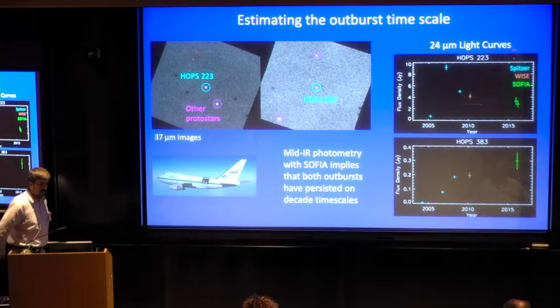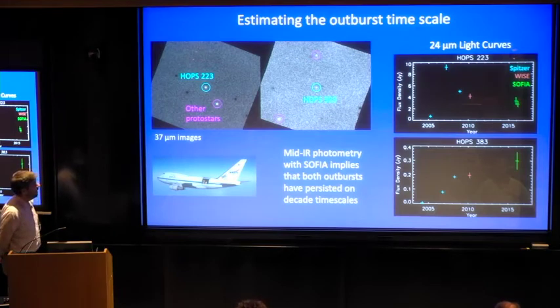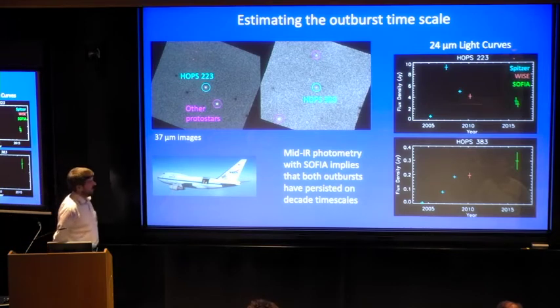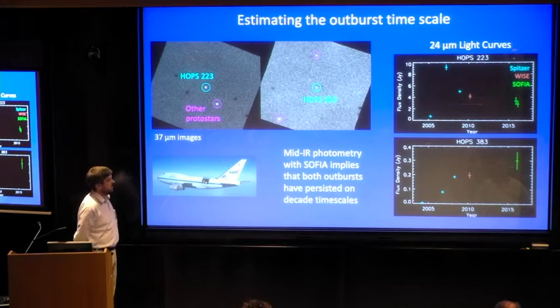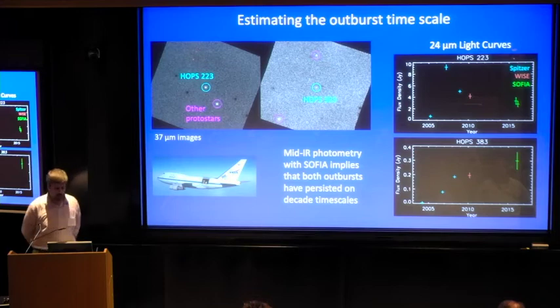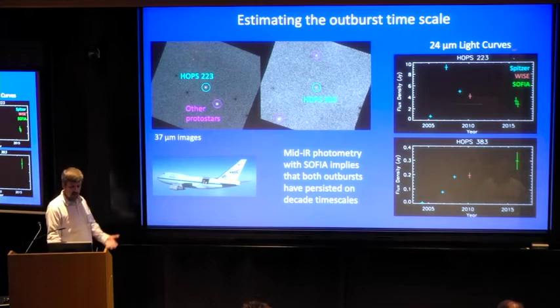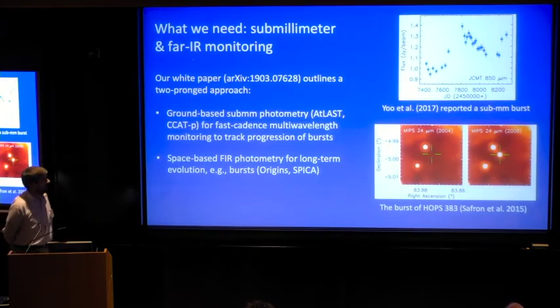We're also looking at the outburst timescale. SOFIA is a pretty convenient way to get not really time series photometry, but additional photometry while we're waiting for the next far IR mission. And we got mid-IR photometry of these objects with SOFIA in 2015, and they're consistent with the outbursts continuing a decade after they began, which helps us to pin down, again, how much mass is actually being accumulated in these. So what we need to make further progress on this is submillimeter and far IR monitoring.